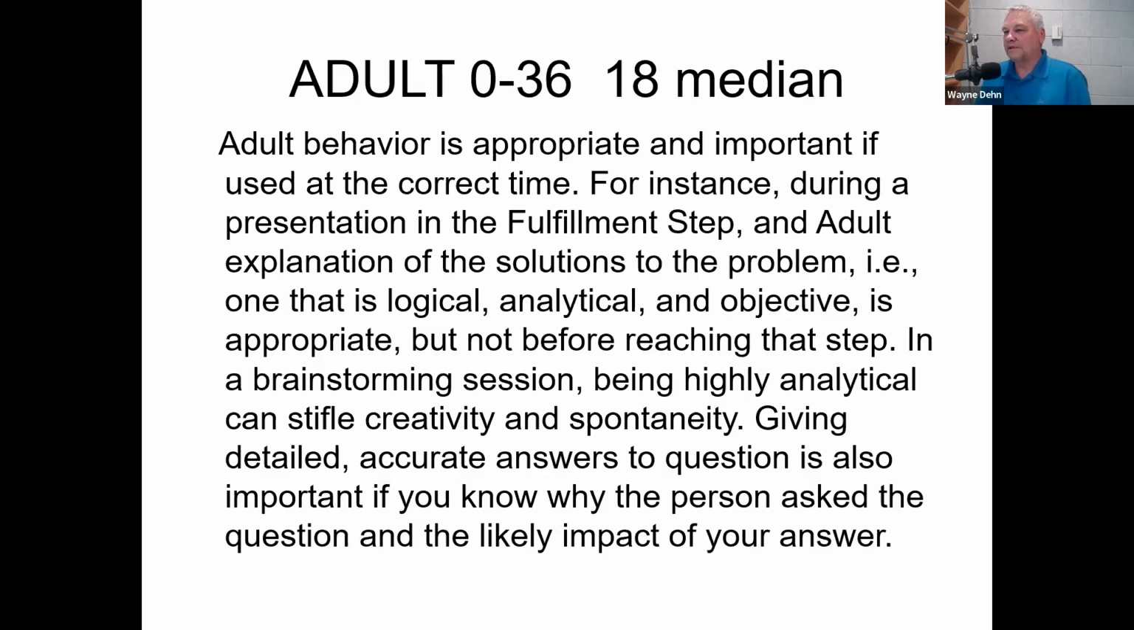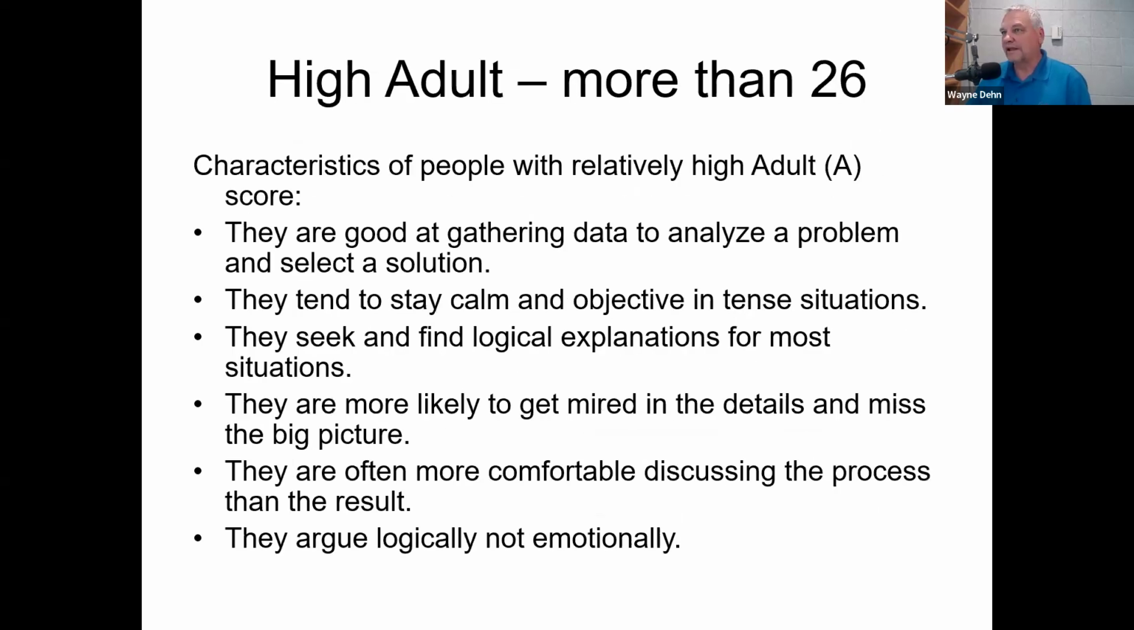But somebody can be too highly critical. Again, they might be too detailed. The high C in the DISC profile: compliant, follow rules, detail oriented. And you might argue with somebody logically, all right? High scores are more than 26. Scores in the adult of more than 26 are considered high. They're good at gathering data and analyzing problems. They tend to stay calm and objective because they're looking at it logically. They seek and find logical explanations for situations, but they're more likely to get mired in the details and sometimes miss the big picture. They're often more comfortable discussing the process rather than the results. But again, they argue logically, not emotionally.